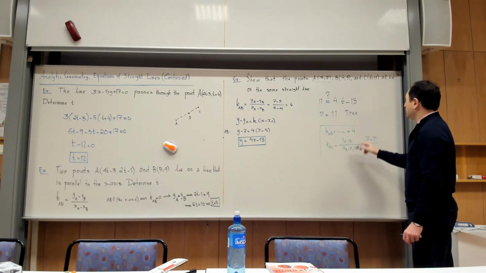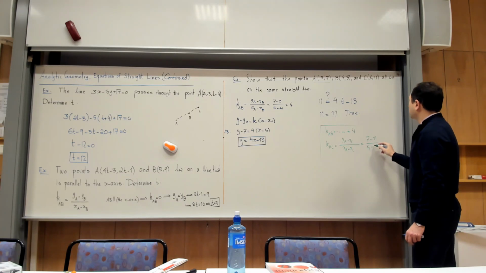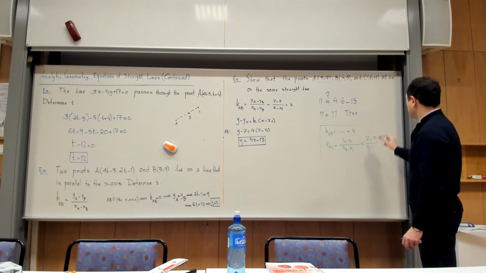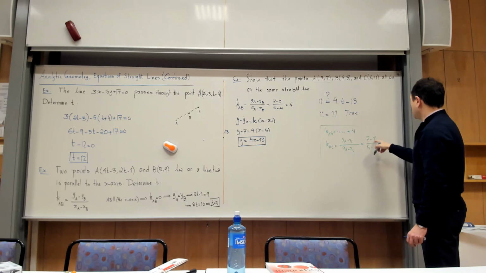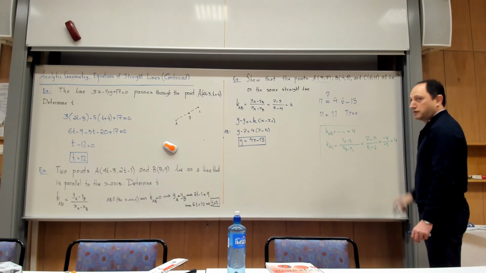x of C is what? x of C is 11. Oh, sorry, I made a mistake here. No, x of C is 6. So the numerator becomes minus 4, and the denominator becomes minus 1. And then finally it becomes 4.